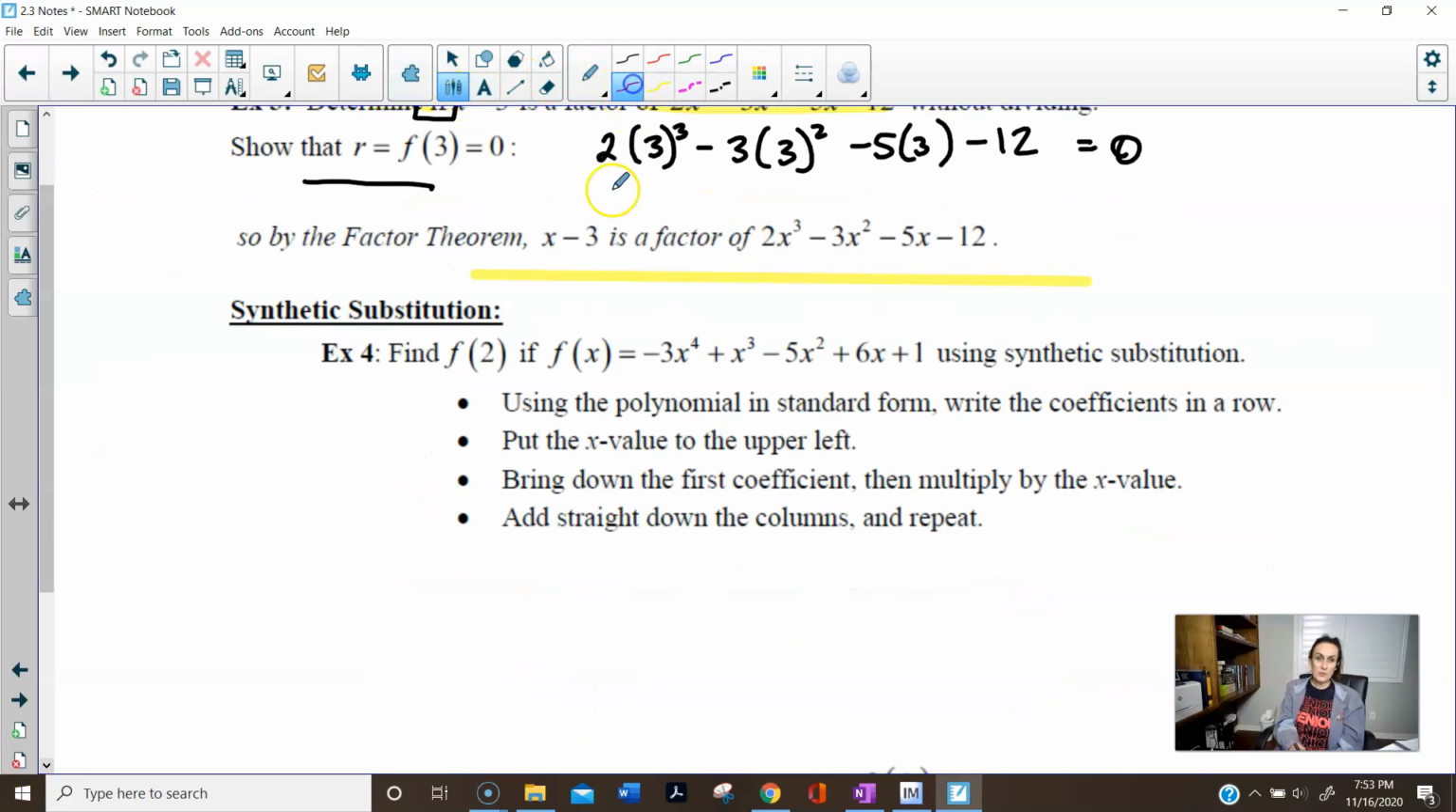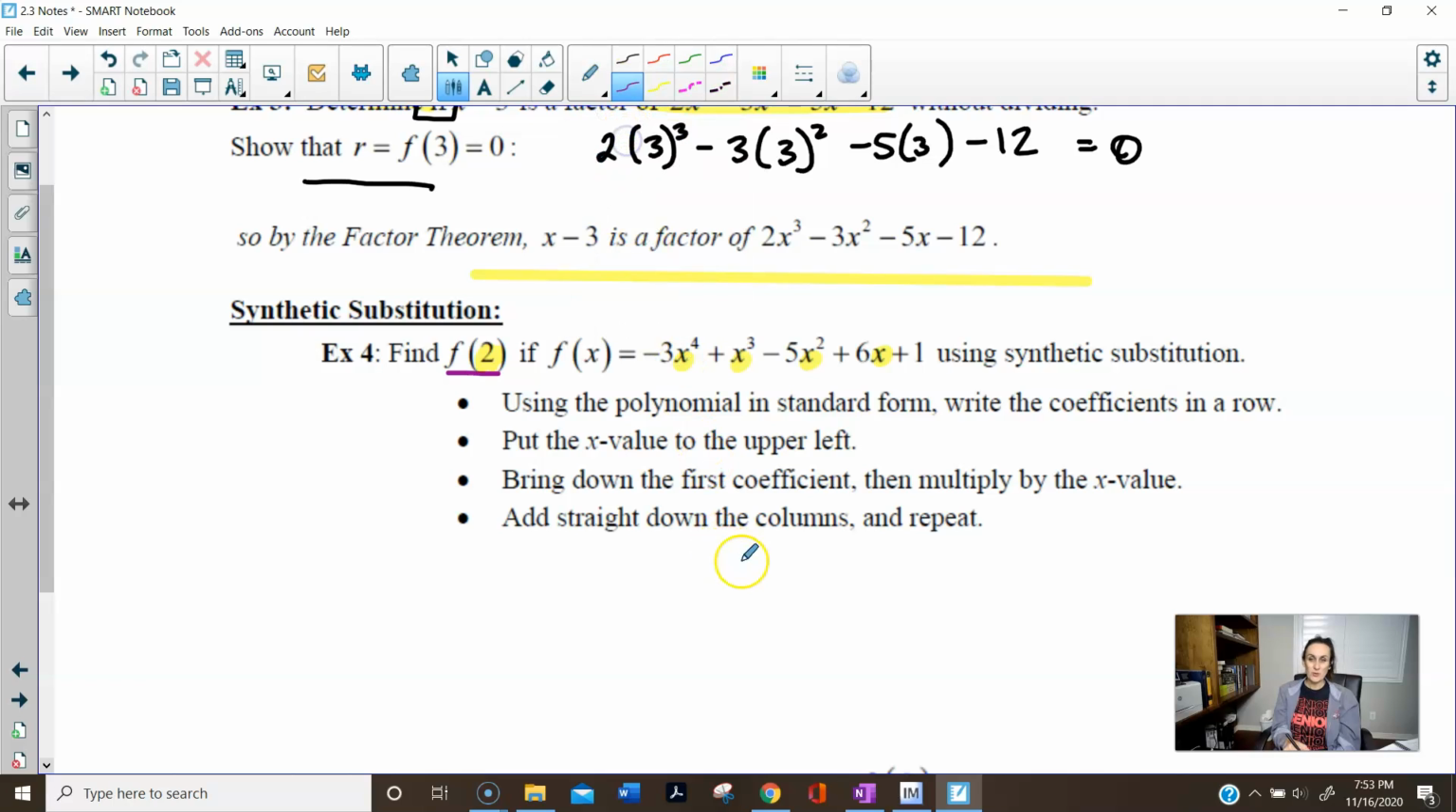So example 4, it says find f of 2. So there's two ways to find f of 2. The way that we're used to doing it is everywhere we see an x, we plug in the number 2, and that would tell me what f of 2 is. But there's also a way to do this with synthetic substitution.